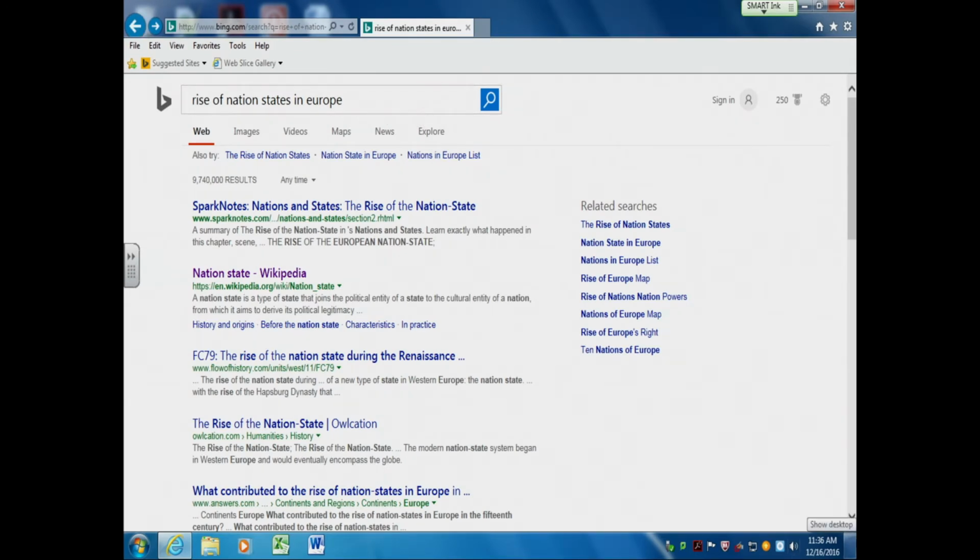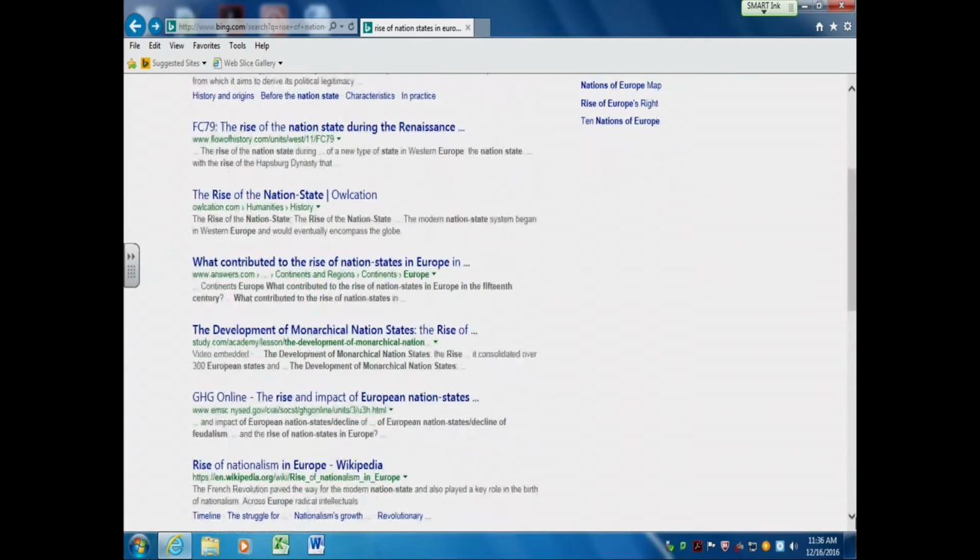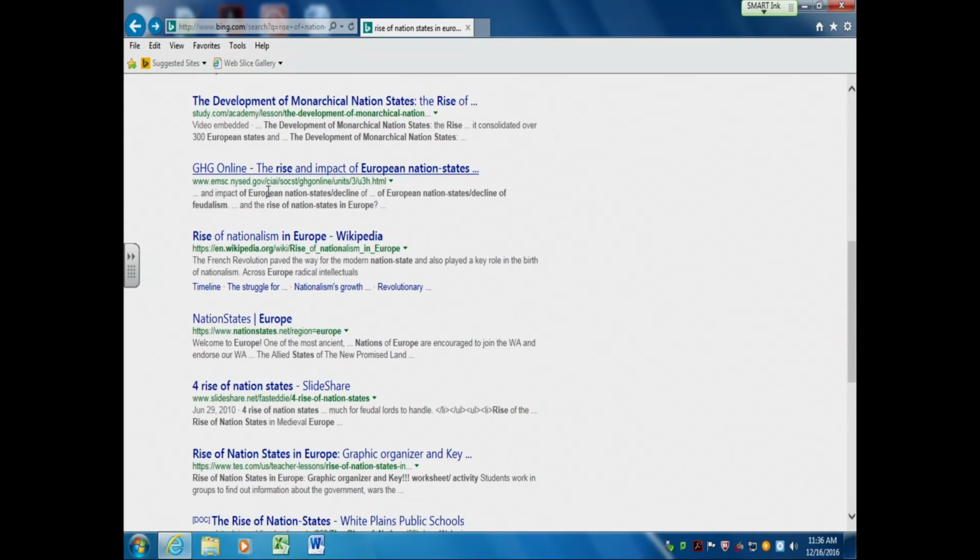I'm trying to look here to see if I can find something. We'll see what we get out. It's the French Revolution. I don't want to do that. Okay.